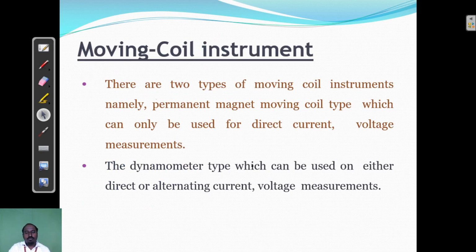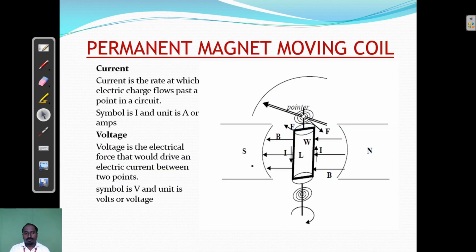Permanent magnet moving coil type instrument. So what is a moving coil type instrument? There are 2 types of moving coil type instruments, namely the permanent magnet moving coil type, which can be used for direct current and voltage measurements. The second one is the dynamometer type, which can be used for either direct or alternating current or voltage measurement. The topic which we are going to focus on today is permanent magnet moving coil type instruments.